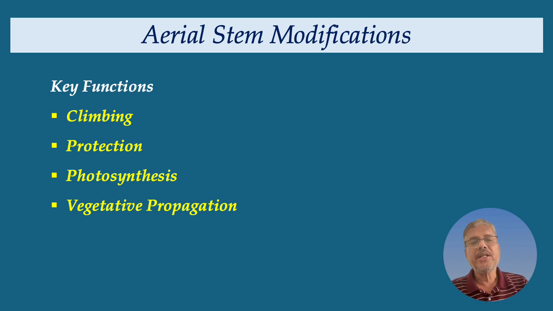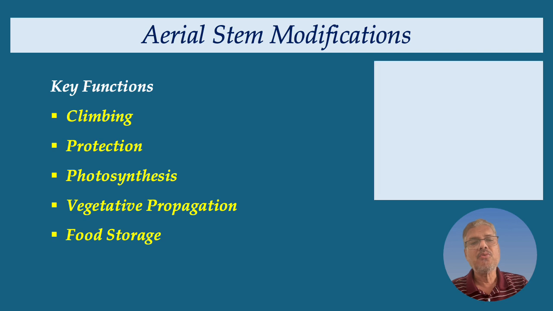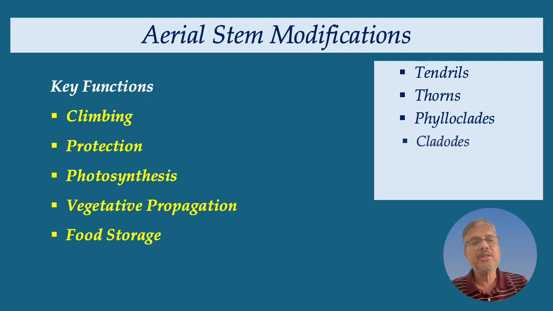The modified aerial buds of the stem segments can detach from the parent plant and develop into new independent plants, aiding in vegetative reproduction. While less common than in underground stems, some aerial modifications can store food material. Some of the common modifications are tendrils, thorns, phylloclades, cladodes, bulbils, and hooks.